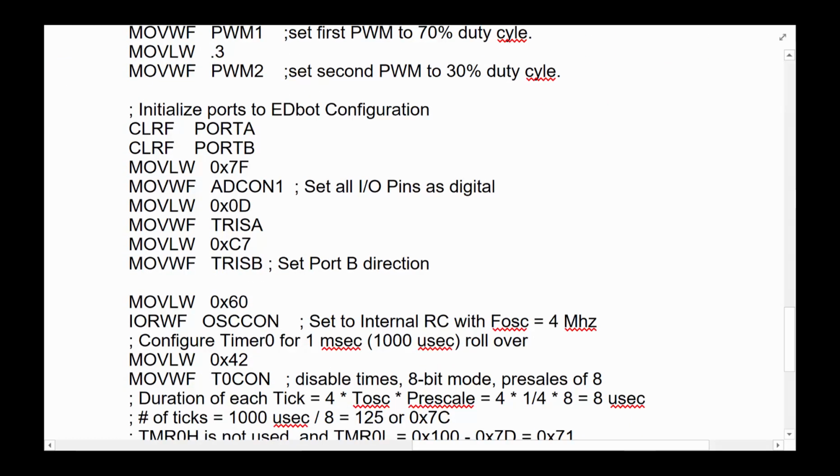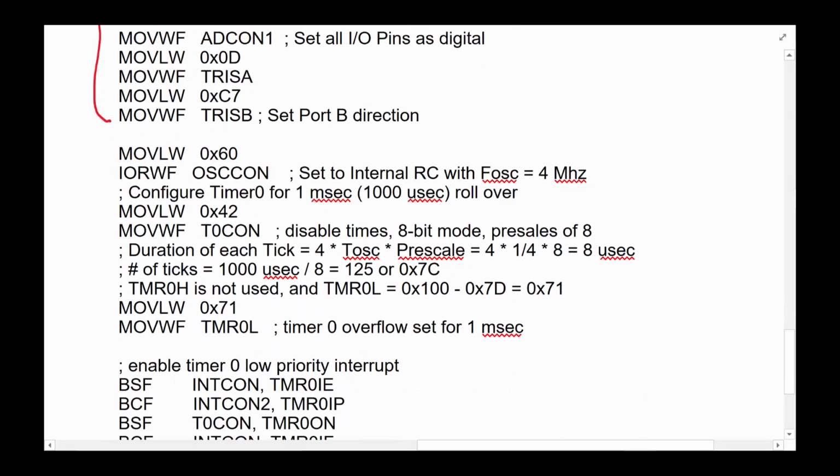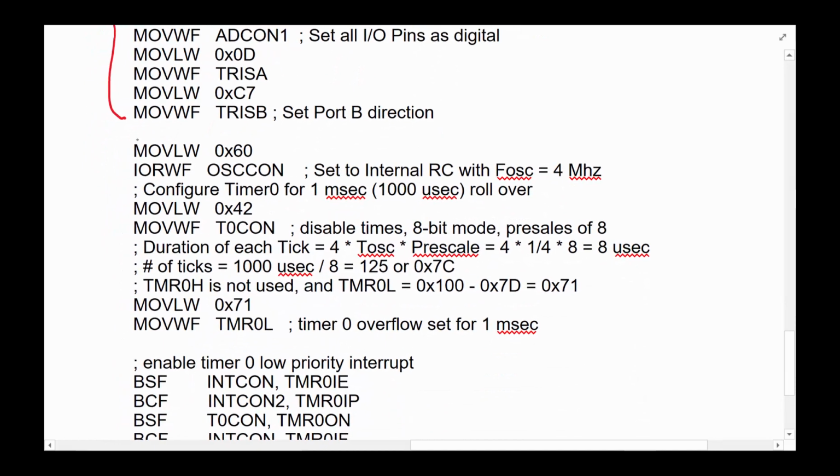And then down here is basically what we've always been doing. This assumes we have an EDBOD that we are writing this code for, so there's a bunch of I/O directions that are predefined based on what the EDBOD uses. One thing we have to do in here is set the speed a little bit higher. Since we want the timer to interrupt every 1 millisecond, we have to make sure the oscillator is much faster than what we are used to in the previous videos. We've always talked about 32 microseconds.